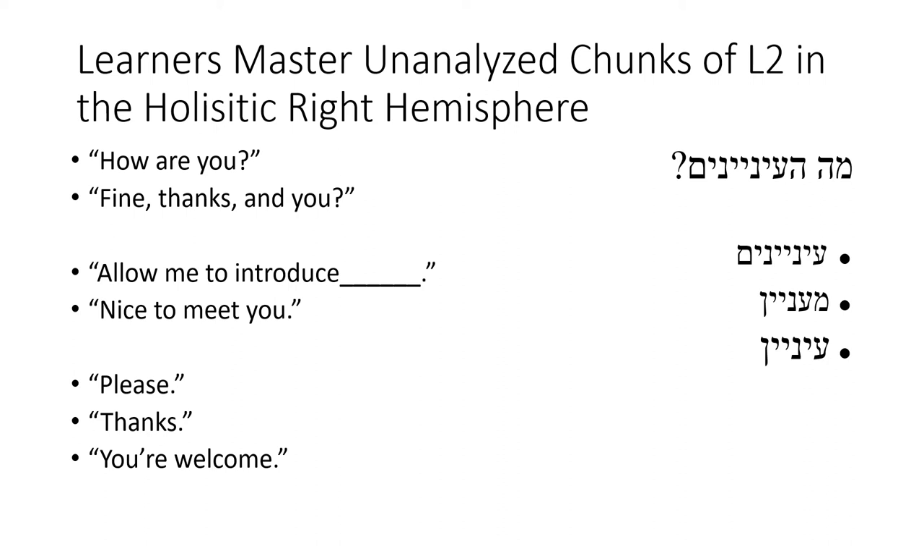Well, Lamandella and his colleagues were able to identify the notion that certain chunks of language, especially early on in the language process, are learned as unanalyzed chunks, and they tend to be learned by the right hemisphere. So, for example, this is why you hear someone say, "How are you?" and there's an automatic kind of quick response. It's because that response was learned as an unanalyzed whole. Same thing with "Allow me to introduce," "Nice to meet you," "Please," "Thank you," "You're welcome." These are all unanalyzed chunks, both for first language learners and for second language learners.